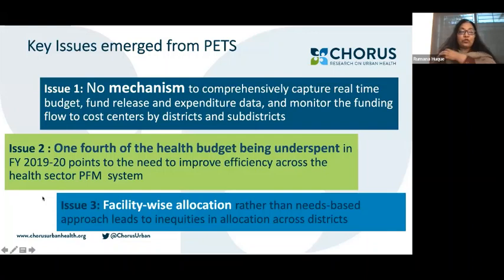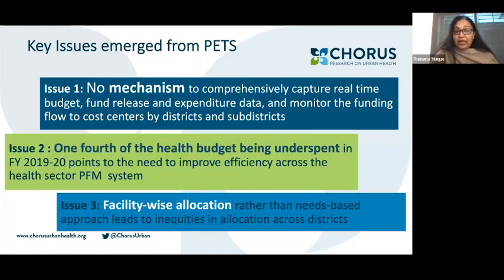A few issues very briefly, because we want to go to the breakout room and discuss a bit and reflect back. So this public expenditure tracking showed us that there is no mechanism to comprehensively capture the real-time budget. So we always have to wait for reconciliation, tally with different ministries, different units. Getting the budget, the fund release and expenditure data, and monitoring the funding flow to the cost centers, that is the hospitals by district and sub-districts, is very complex, and there is no mechanism in place. You have to dig down, collect the data and then compile. There is no readily available comprehensive mechanism to capture this real-time data.